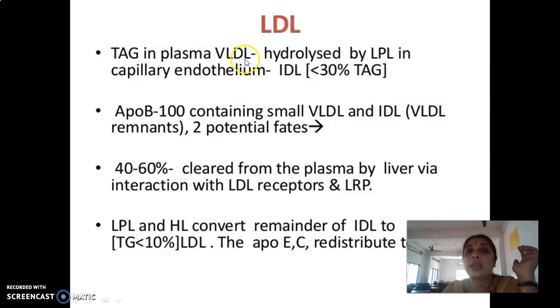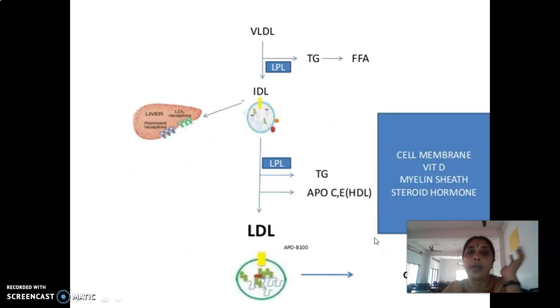So in plasma, the TG in VLDL is hydrolyzed by LPL in the capillary endothelium, leaving small VLDL and IDL containing only ApoB100. Then 40 to 60% is cleared from the plasma by the liver through interaction with LDL receptors, and LPL and HL, lipoprotein lipase and hormone-sensitive lipase, convert the remaining IDL into LDL. The ApoE and ApoC are redistributed. They are given back to HDL, right? So this is how the LDL metabolism takes place.